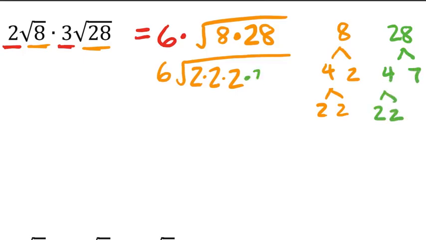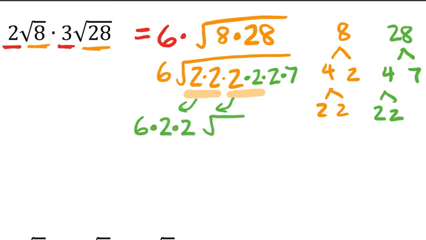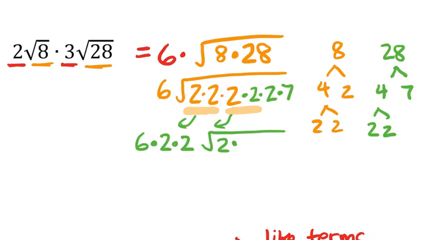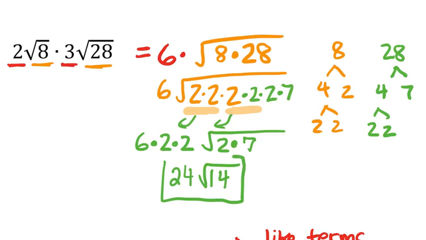So if you break those down into their prime factors, it looks like that. And then for every 2 that's being taken times itself, you can take its square root and have a 2 on the outside. So square root of 2 squared gives you 2, square root of another 2 squared gives you 2. And then on the inside, you still have 2 and 7. Don't forget the 6 that was on the outside. So if you multiply 6 times 2 times 2, you get 24, and then square root of 14.